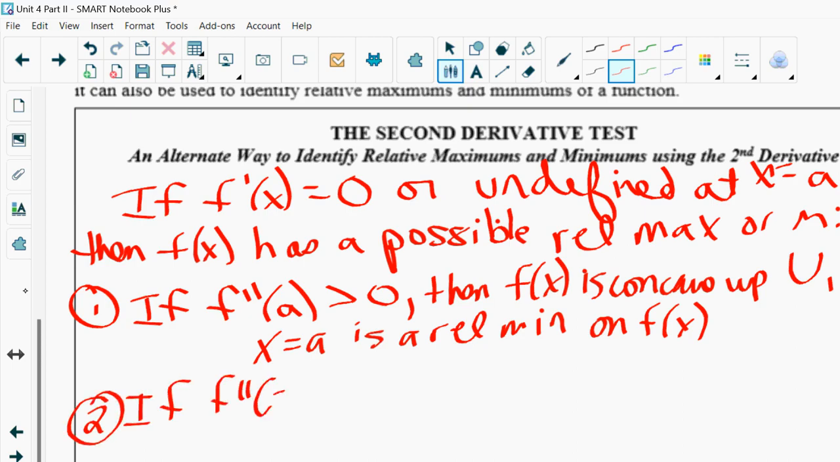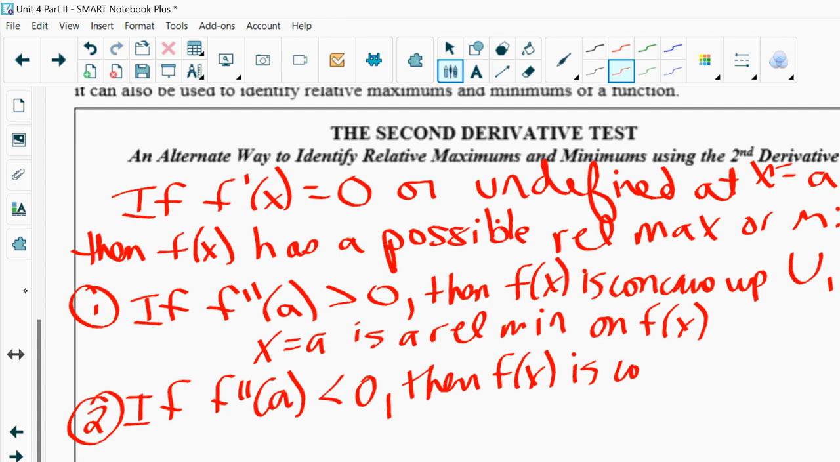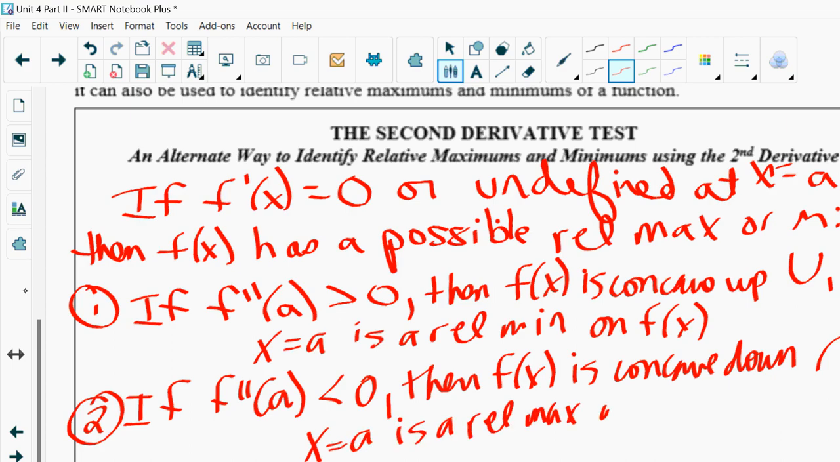So if the second derivative at that critical point is less than 0, then we know f of x is concave down. And if it's concave down, think about that, at the possible max or min, then x equals a is a relative max on f of x.